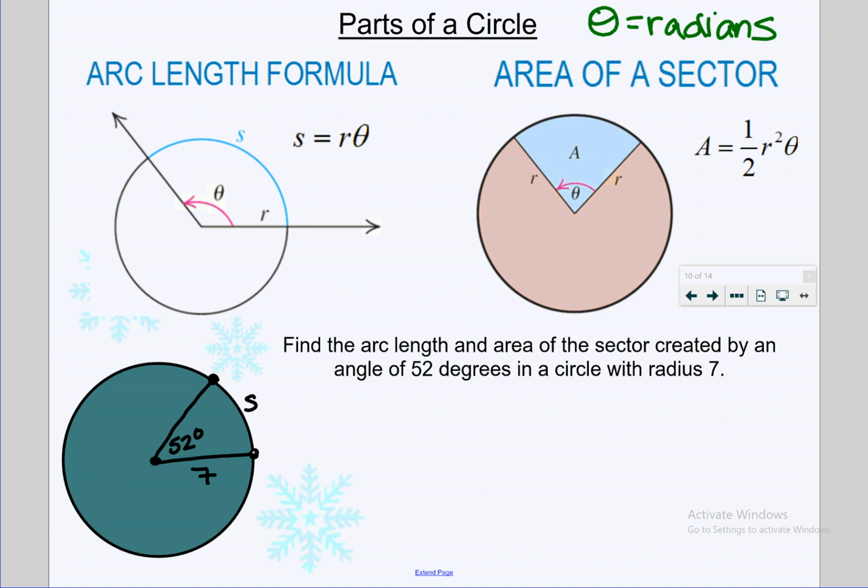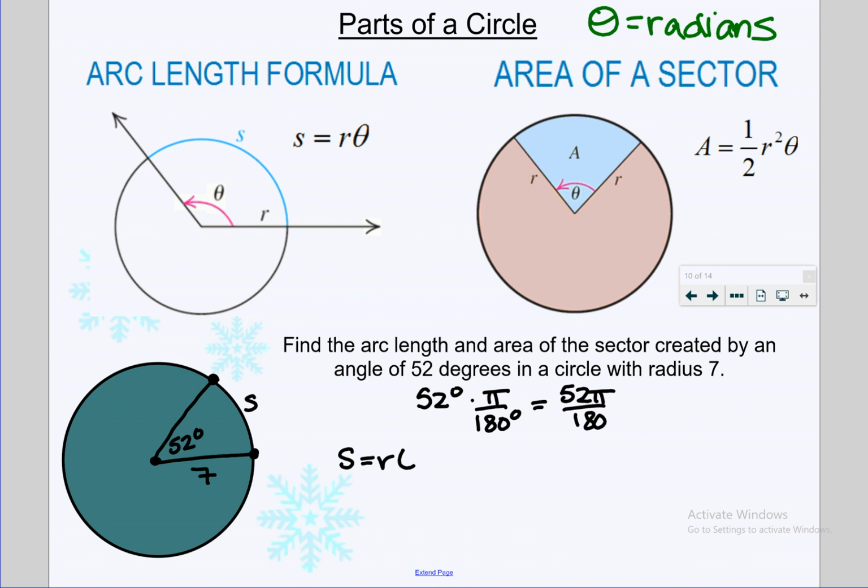Okay, first thing I have to do, 52 degrees is not a radian. So we're going to take 52 degrees and very quickly multiply by pi over 180, degrees cancel, 52 pi over 180. And quite honestly, I would just leave it like that. There is no point in reducing this because you're going to just plug it in a formula anyway, so you might as well just leave it.